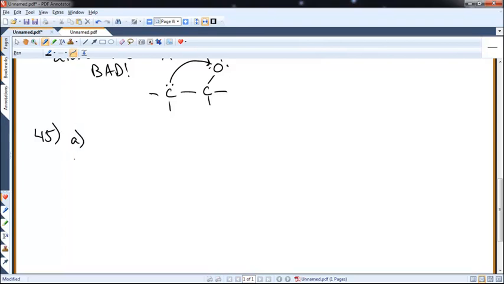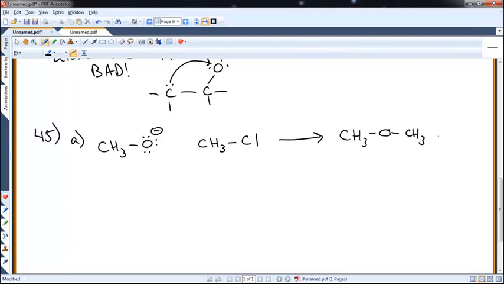So the first one starts with methoxide. That's what this is called if you care to know names. Oxygen has a lone pair, 3 lone pairs, negative charge, and it's going to make a bond to that, right? And it actually gives you the product, so I'll draw that too. And chloride. Good. Total charge on the left is the same as total charge on the right, so we're good.